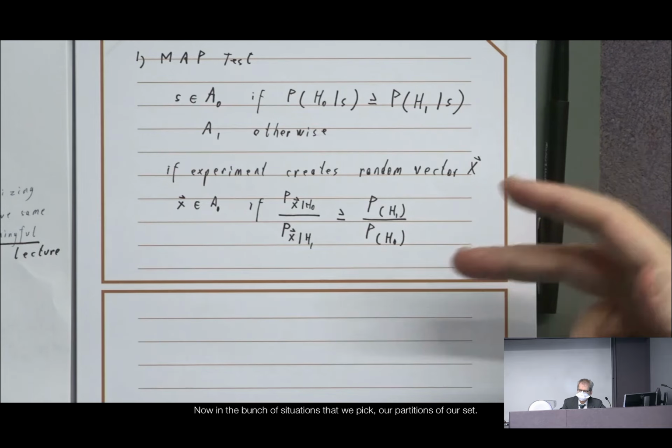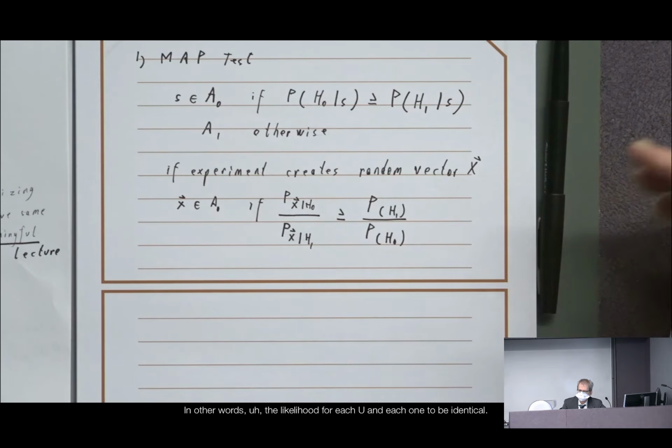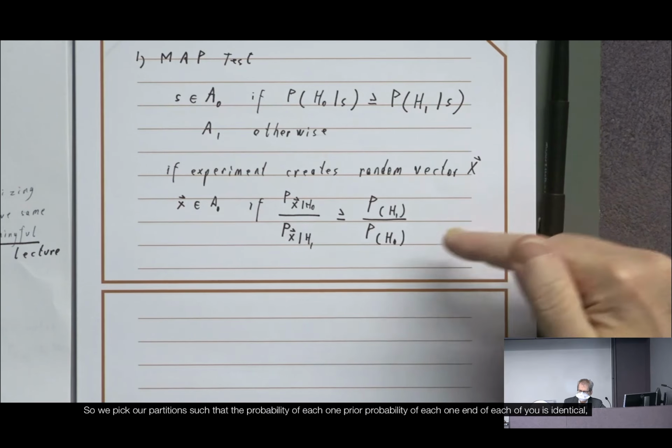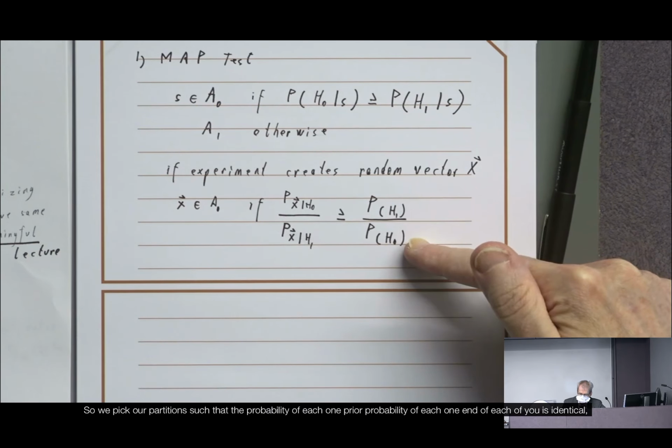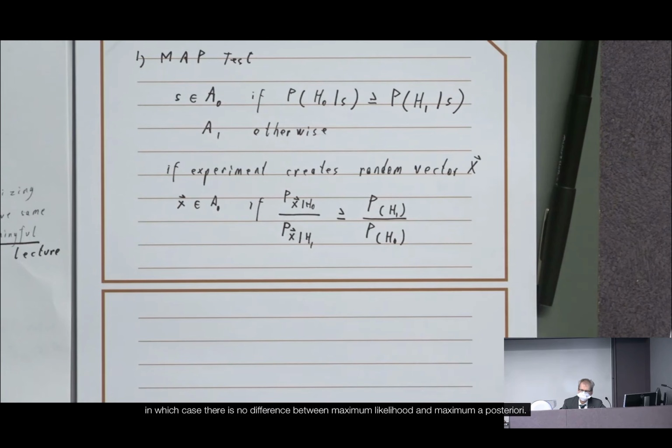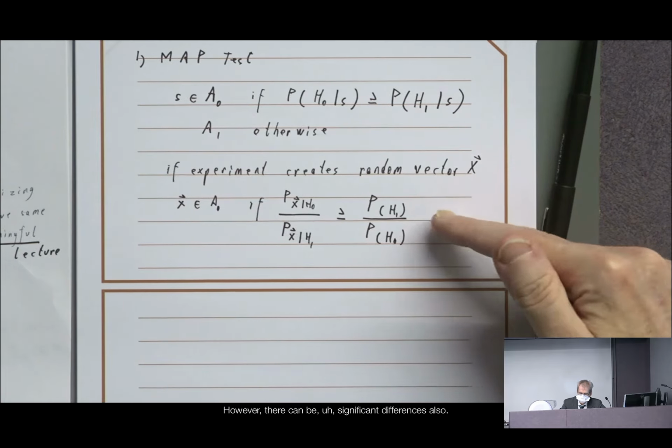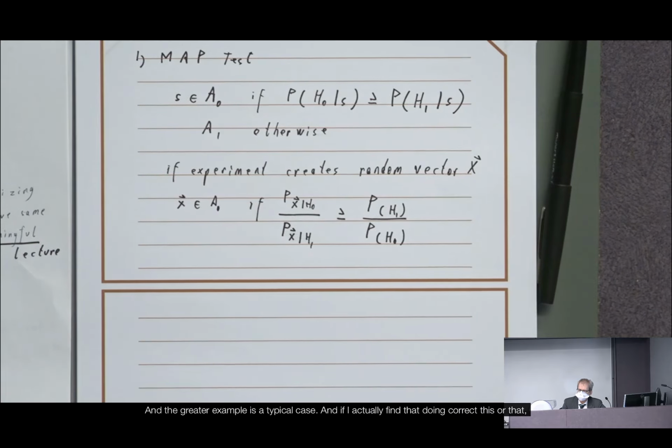Now, in a bunch of situations, we pick our partitions of our set, in other words, the likelihood for H0 and H1 to be identical. So we pick our partitions such that the prior probability of H1 and of H0 is identical, in which case there is no difference between maximum likelihood and maximum a posteriori. However, there can be significant differences also, and the radar example is a typical case.